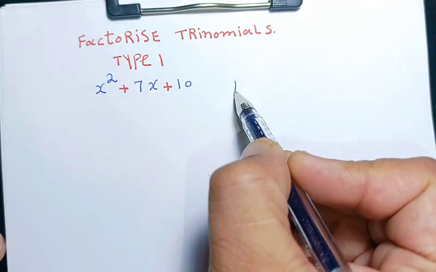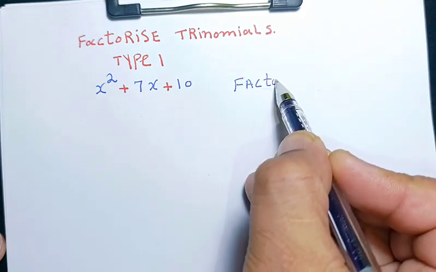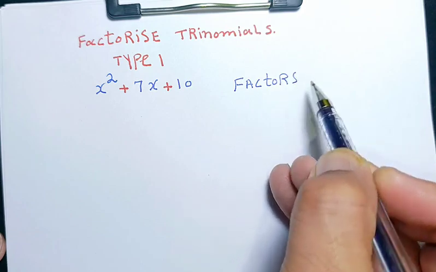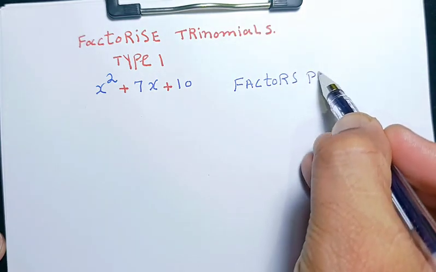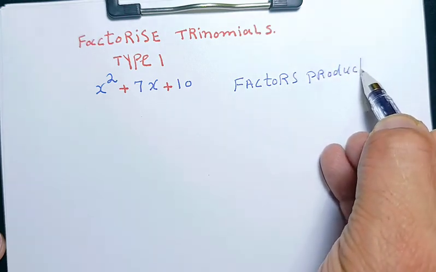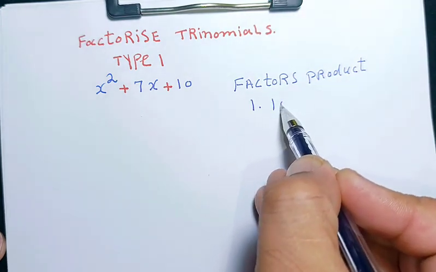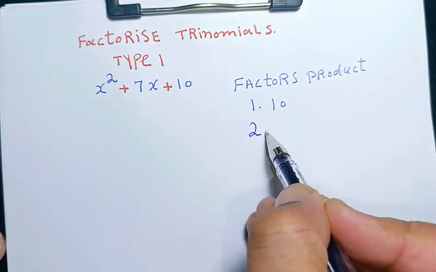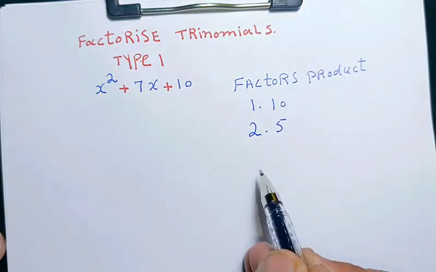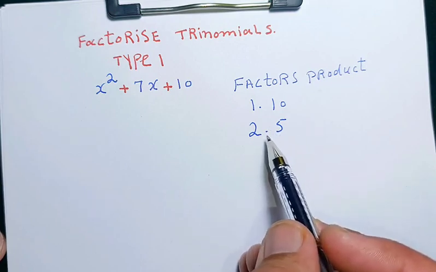So 1 times 10 is 10, 2 times 5 is 10, and 5 times 2 is again 10. It started repeating, so we leave it here.